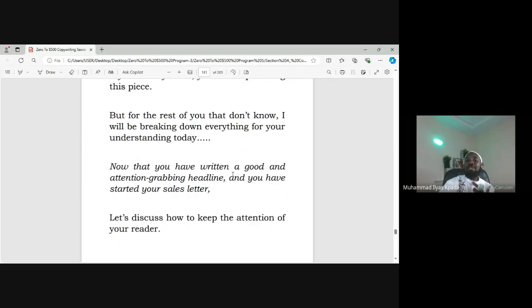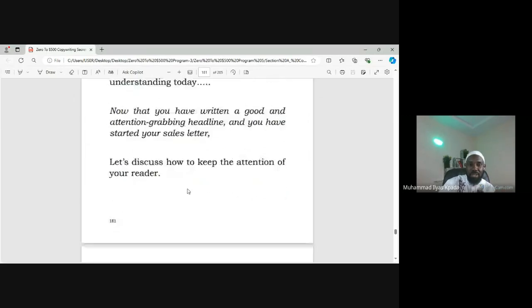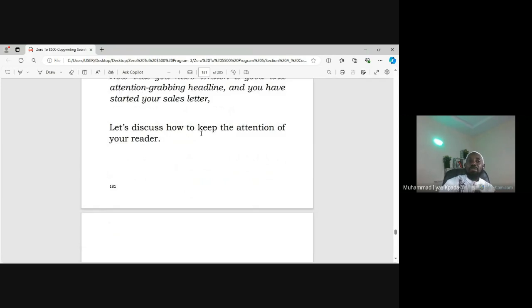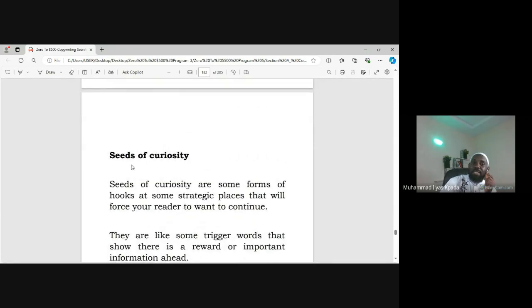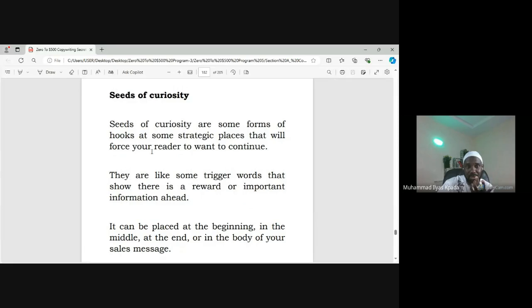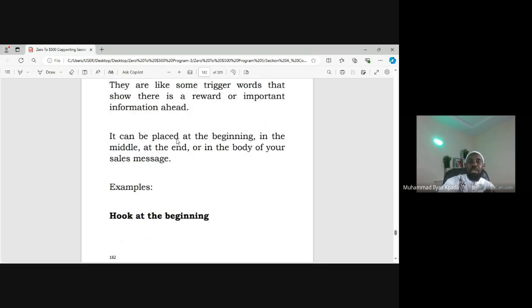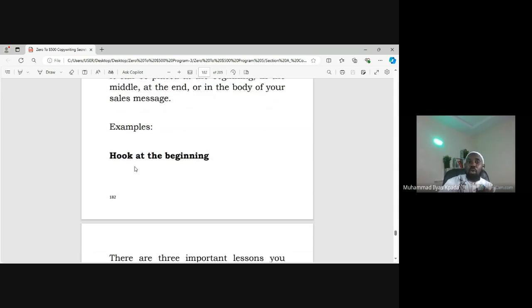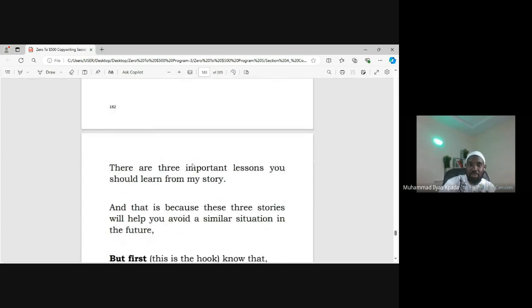Now that you have written a good and attention-grabbing headline and you have started your sales letter, let's discuss how to keep the attention of your reader. Seed of curiosity, I think I talked about seed of curiosity. They are like trigger words, right? That keep somebody reading, right? Example: hook at the beginning. You can use a hook at the beginning.